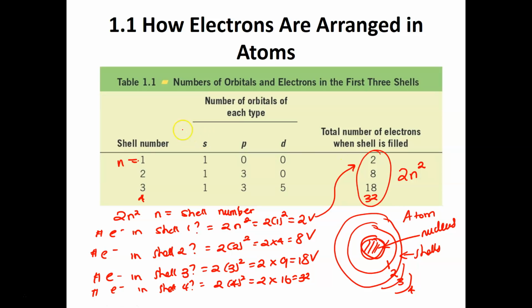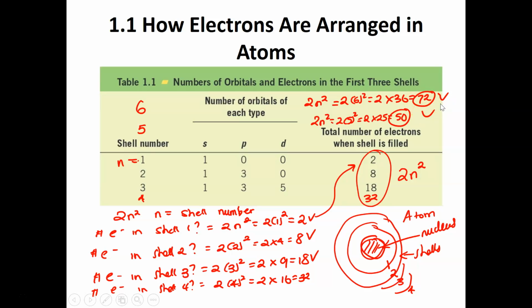Let's say you had shell 5, the number of electrons will be 2n squared, which is 2 times 5 squared, which is 2 times 25, which is 50 electrons in the fifth shell. Let's say you had shell 6. The formula is 2n squared for number of electrons, so 2 times 6 squared, which is 2 times 36, which will be 72, and so on and so forth. So that clears that part that I wanted to iron out.